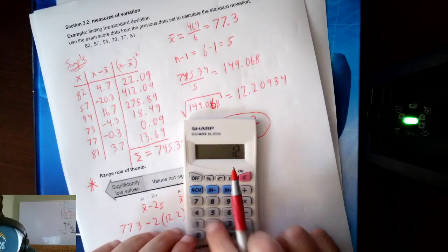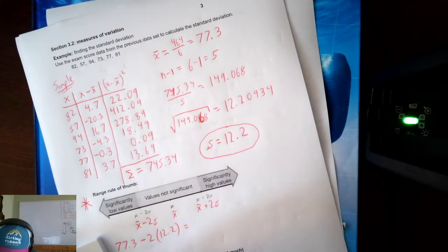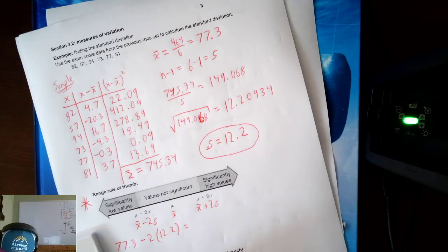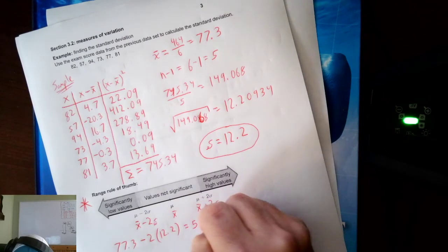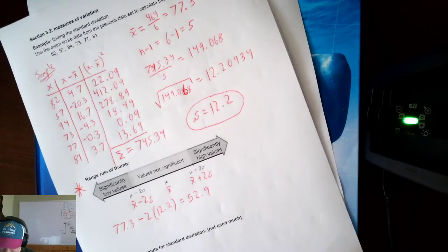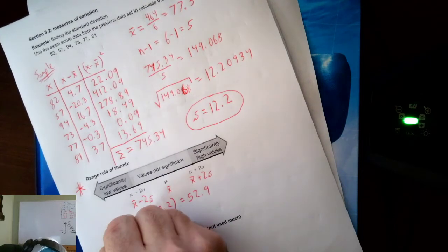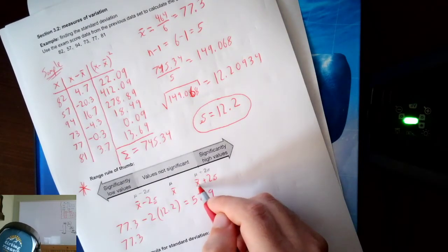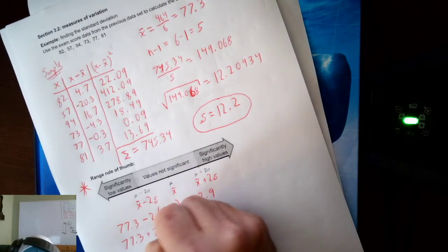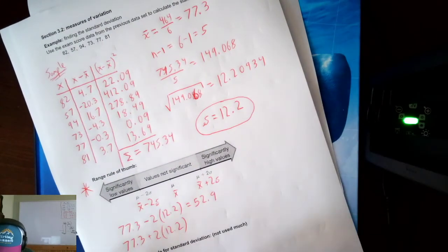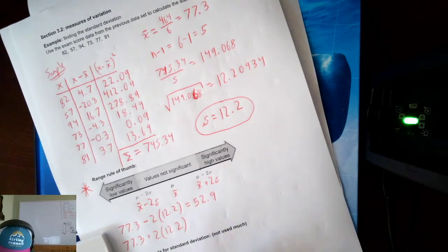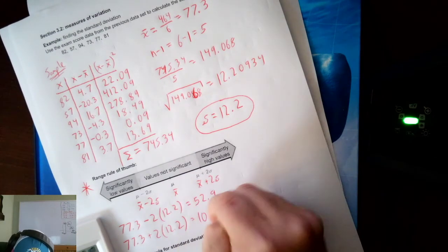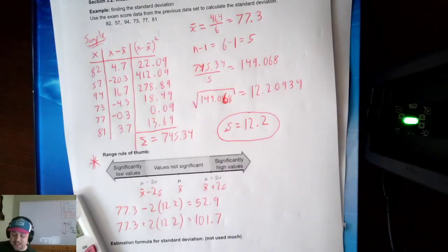2 times 12.2 equals 24.4, and then I need to subtract that 24.4 from 77.3. It's going to give me 52.9. So I get a 52.9 here. And then for the upper limit, I'm going to use the formula, right? The average plus 2 standard deviations, plus 2 times 12.2. Once again, we need to multiply before we add, right? We multiply before we add 2 times 12.2, and we want to add that to 77.3, which equals 101.7.